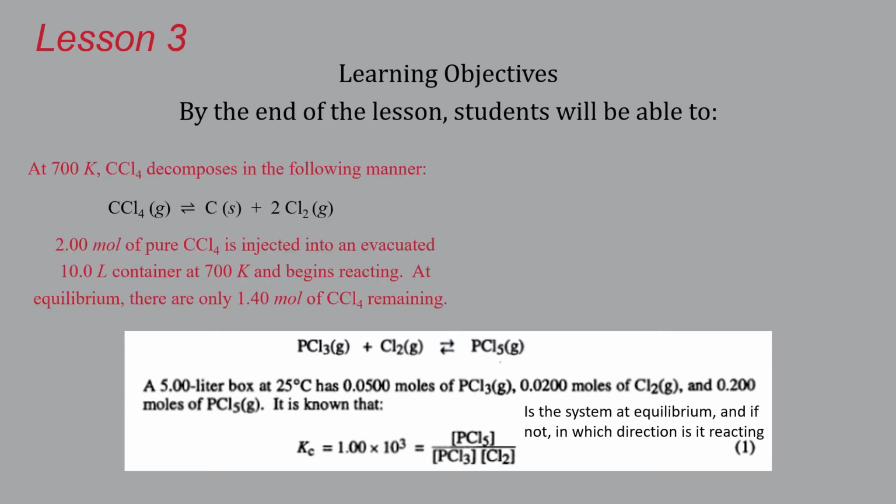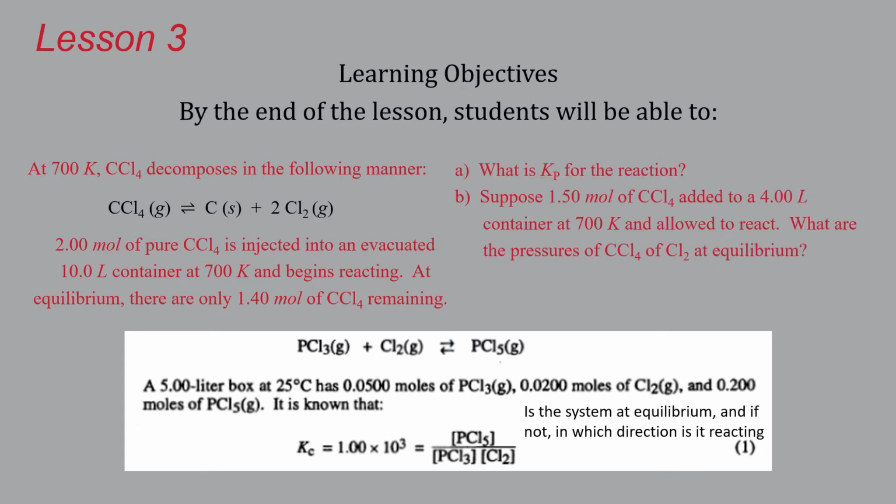Some of the examples that you'll be able to do by the time we're done with this is this long one that involves carbon tetrachloride decomposing. So feast your eyes on that, but fret not. We'll work through it step by step. And then we'll do a couple of examples involving this PCl5, PCl3 system right here. So take a look at those.